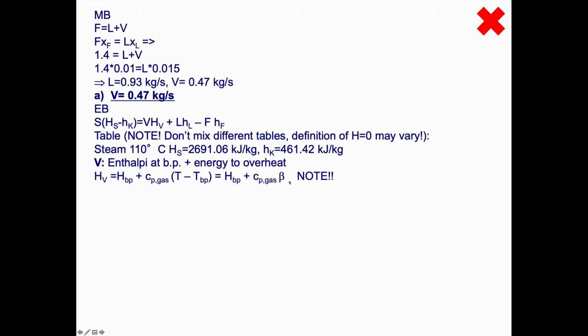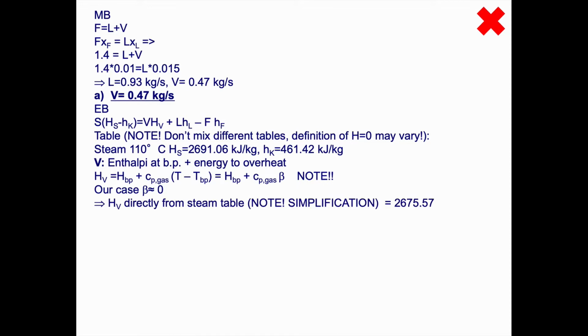So note that this is the equation to use, but in our case we can do something simpler, because we don't have much of a boiling point elevation because we have such small concentrations. So in our case we can take the enthalpy of the vapor directly from a steam table. But note that this is a simplification. If you have boiling point elevation, you can't do this. So we get it as 2675.57 kilojoule per kilogram.